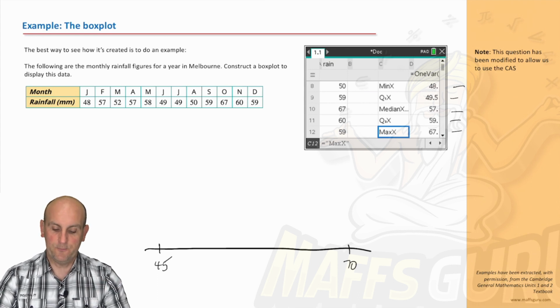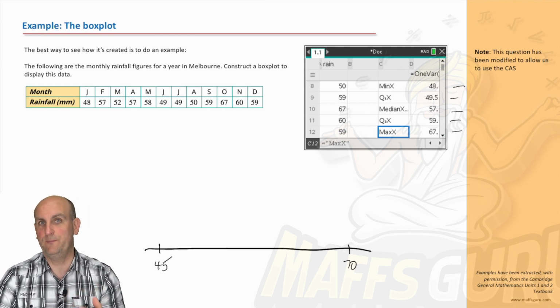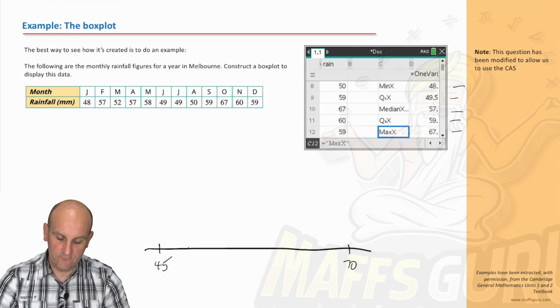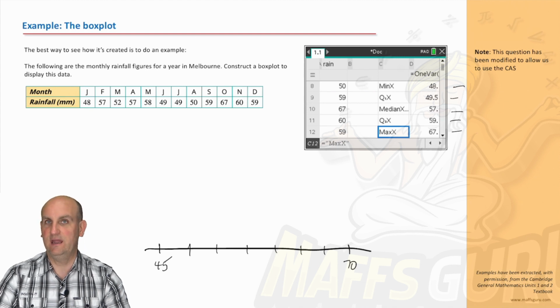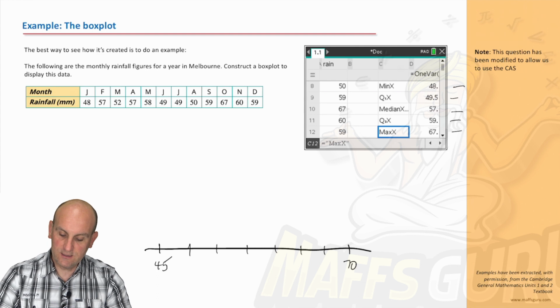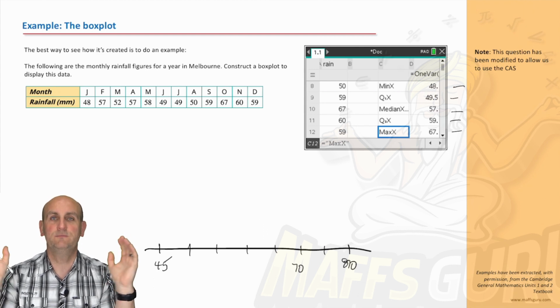Yes? Now, what do I do then? Well, I would then have to go up in even divisions. 45, 50, 55, 60, 65, 70, 75, and 80. Now, obviously, in this situation, I'm going to change this to 80, making that 70. Now, why have I done that? Well, it's just because I made my line too long.